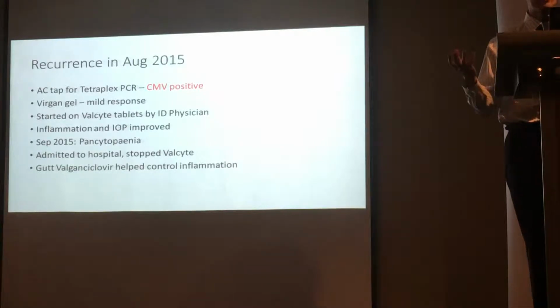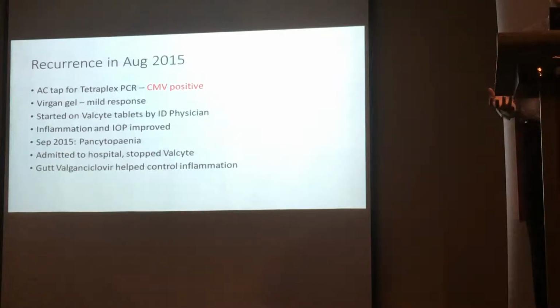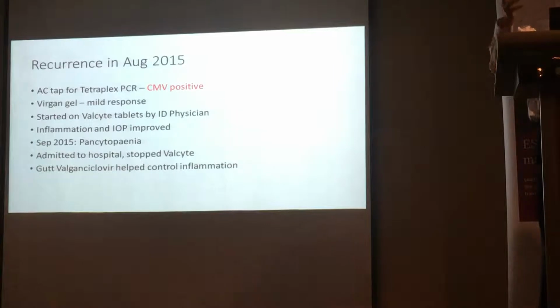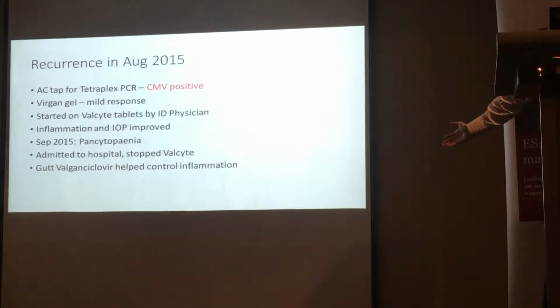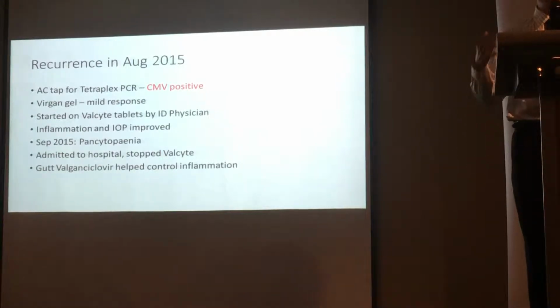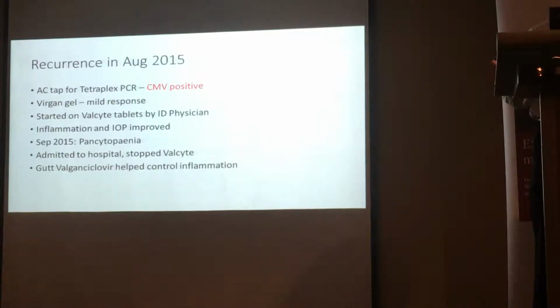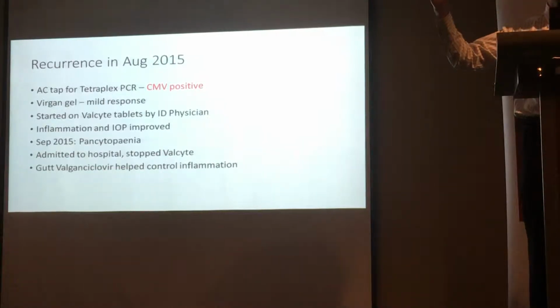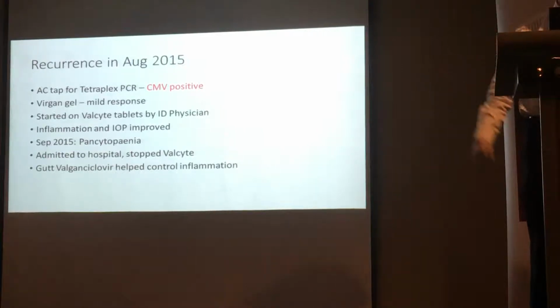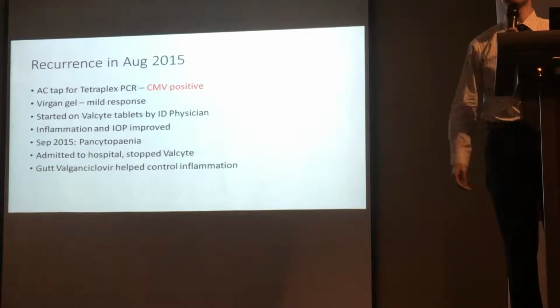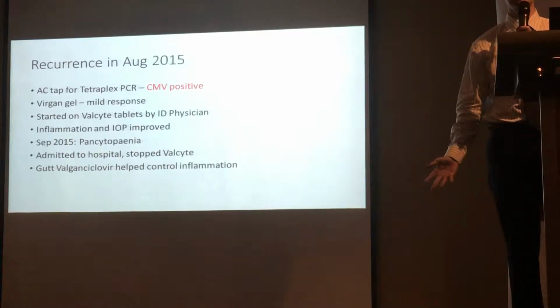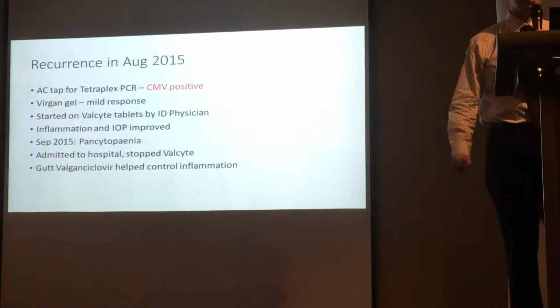And the eye pressure likewise did not come back down to normal. It maybe went down to the low 20s, 22, 23, which is really not good enough for this amount of nerve damage. So I said, I think we need to go further. We really need systemic valganciclovir as well. So she said, okay, I'll go and see my own ID physician, who gave her Valcyte. The inflammation improved, the IOP went down to normal, though she still needed the glaucoma medications.